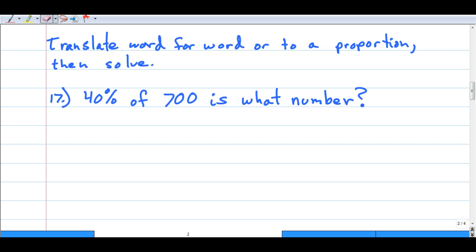Let's use both methods for practice to solve this problem. Let's start with the word for word translation. When we're working with the translation, if we have a percentage present, we'll need to convert the percentage to a decimal form before we continue. We do that by moving the decimal back 2 places or dividing by 100. Moving the decimal place back 2 places creates a 0.40.